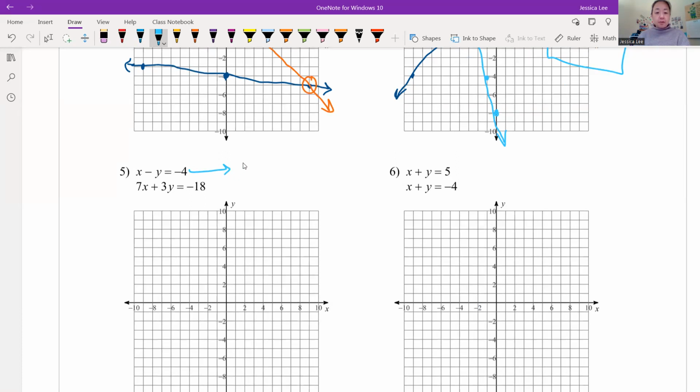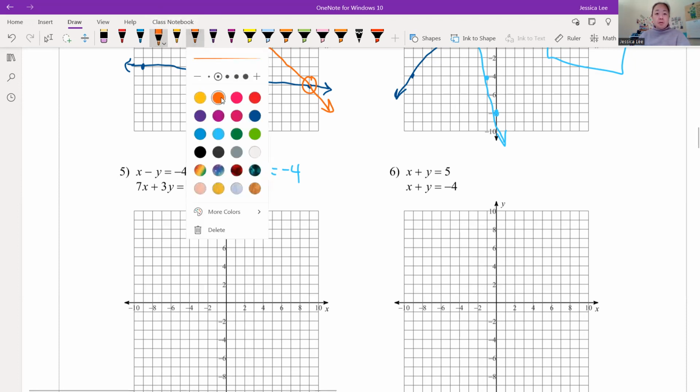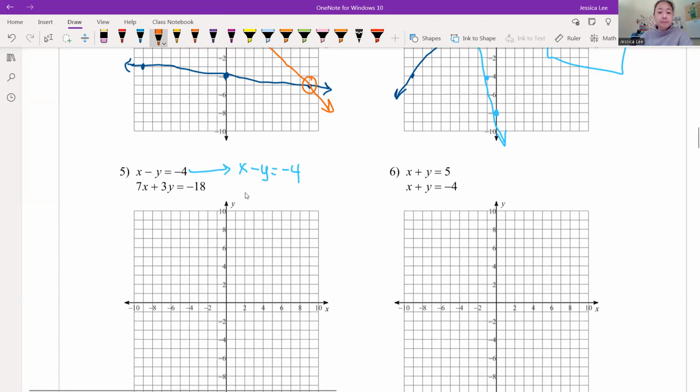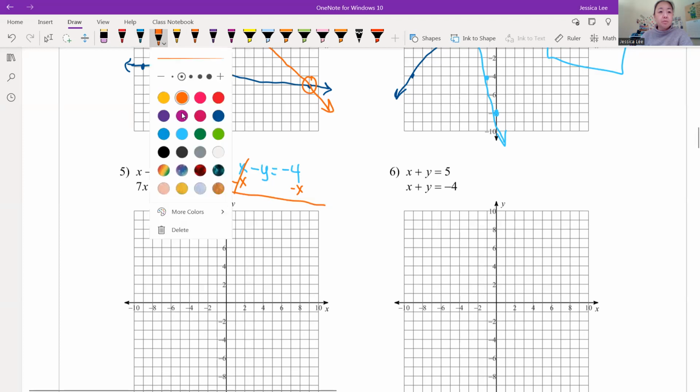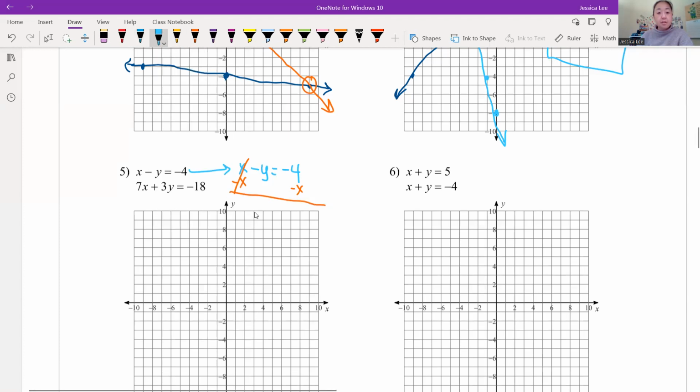So I'm going to change this. I'm going to just rewrite this because I don't have much room over there. And we're going to change to slope-intercept form, which means y is by itself. So here we've got to get rid of this x. So we're going to subtract x on both sides. There we go. I'm going to have to change colors every time.